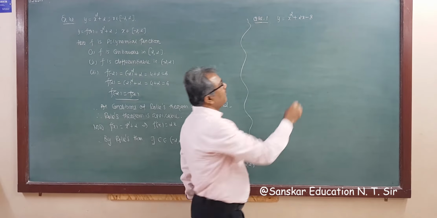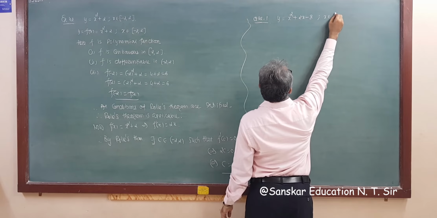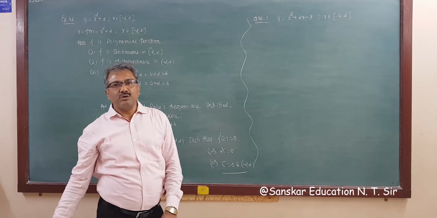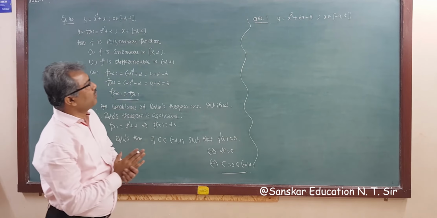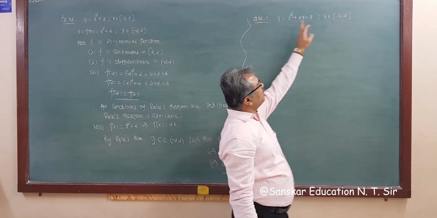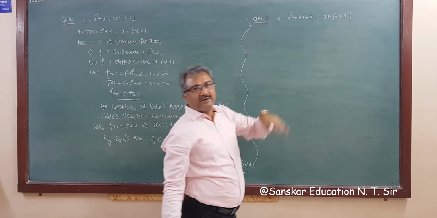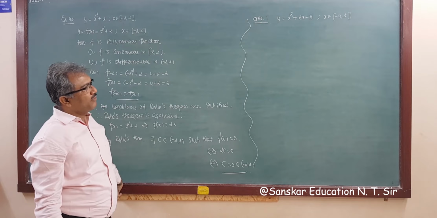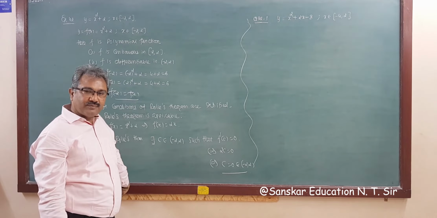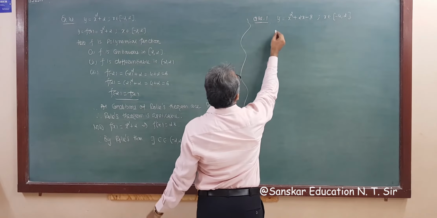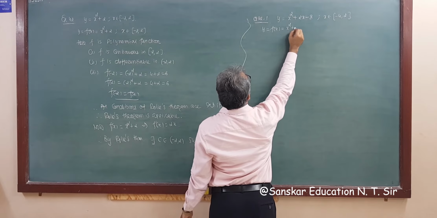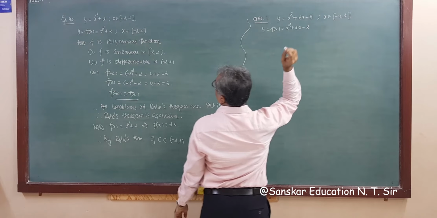Where x belongs to the closed interval minus 4 comma 2. So y is equal to x square plus twice x minus 8, x belongs to minus 4 comma 2. This is the given function y equal to f(x), right? Again, this is a polynomial function, right? So f(x) is equal to x square plus twice x minus 8.